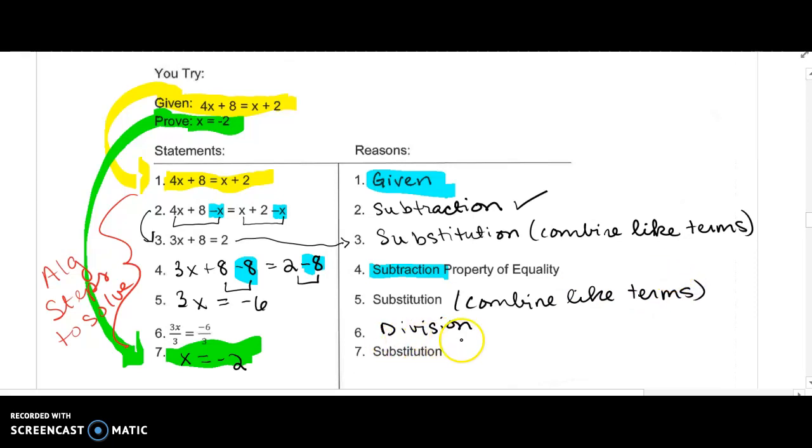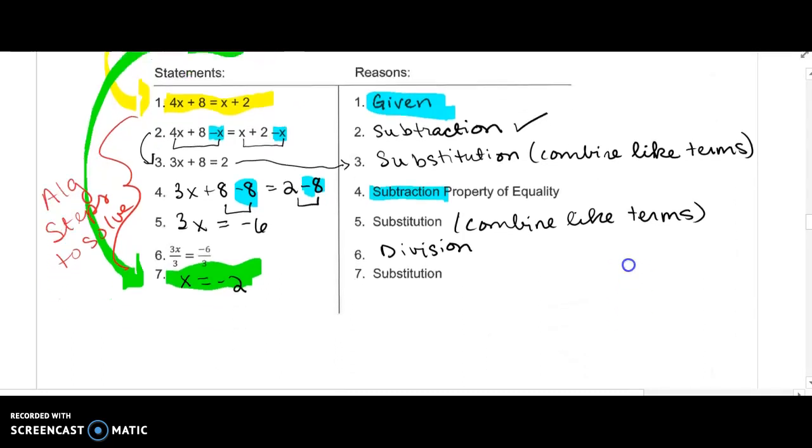Then it looked like I needed to do division, since I was dividing both sides of the equation by the same thing. And then lastly, I'm cleaning up, I'm simplifying that problem, which we're always going to call substitution. Anytime you're cleaning it up, simplifying, combining like terms, anything like that. So I hope you did well on that.